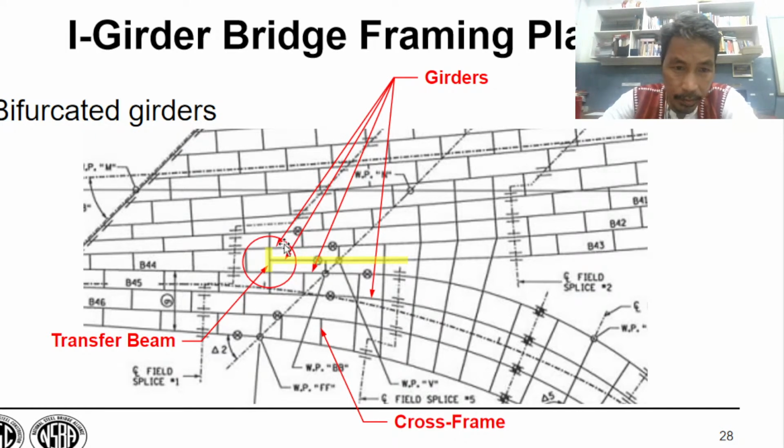Okay? So that is what we call transfer beam. This is the transfer beam. The transfer beam is where we started supporting this new girder. This is the new girder. We need to start it here. So that is transfer beam. Okay, understood? Another technical term. Transfer beam.